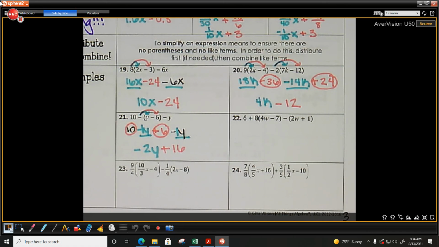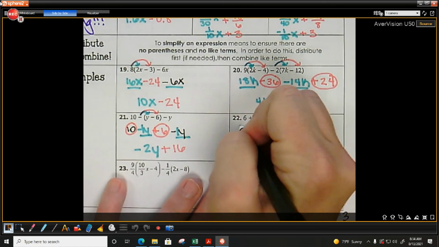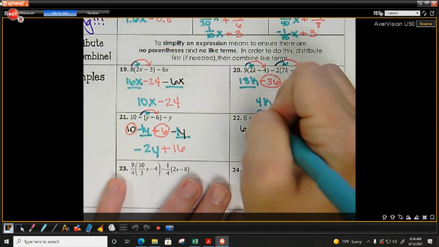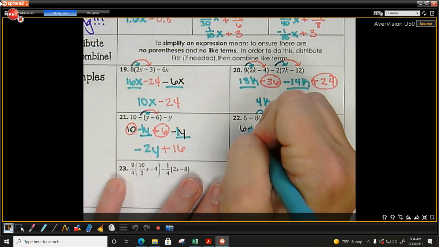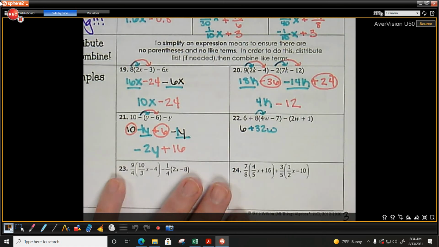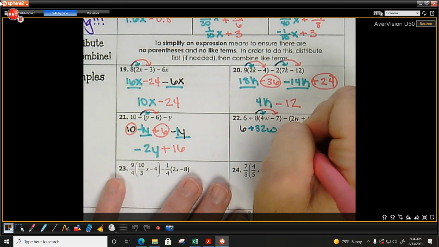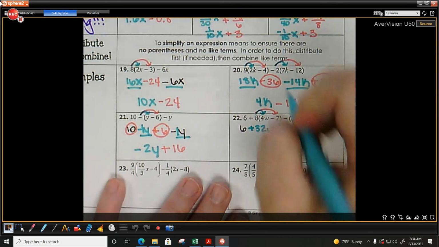Okay, let's see, guys. The 6 is not attached to the parentheses, so I'm just dropping the 6 down. The 8 is glued to the parentheses, so I'm going to distribute my positive 8. So I get plus 32w, and then minus 56. Then I'm going to distribute my negative to get negative 2w, and a minus 1.